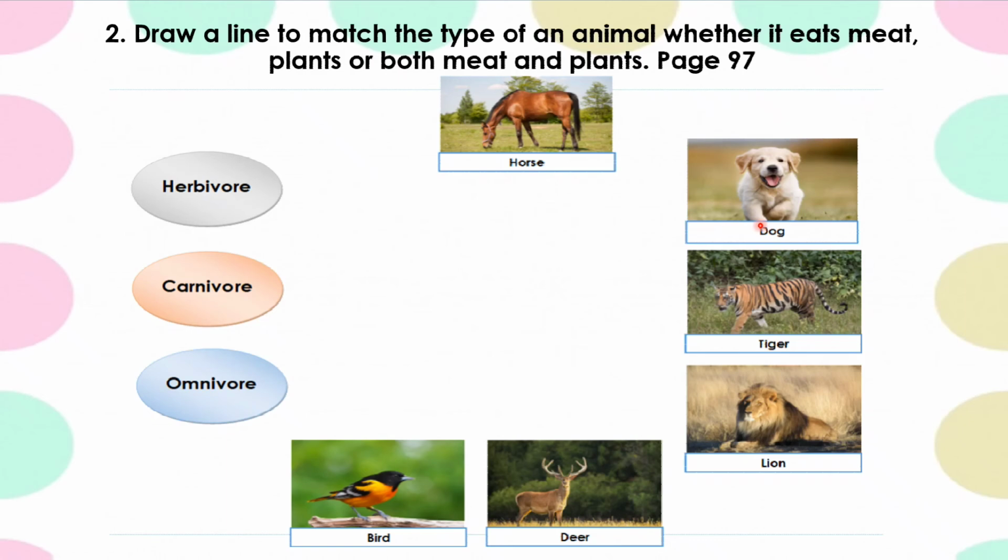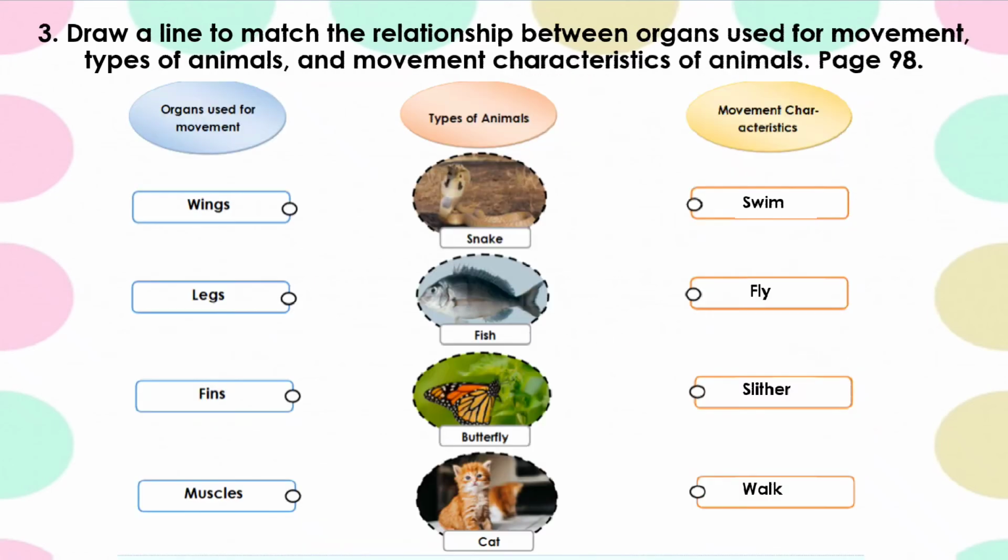How about dog? Is it a herbivore, carnivore, or an omnivore? Tiger and lion, are they herbivore, carnivore, or omnivore? How about the deer? And lastly, we have bird. All you have to do is draw a line. And this is for page 98 of your book.